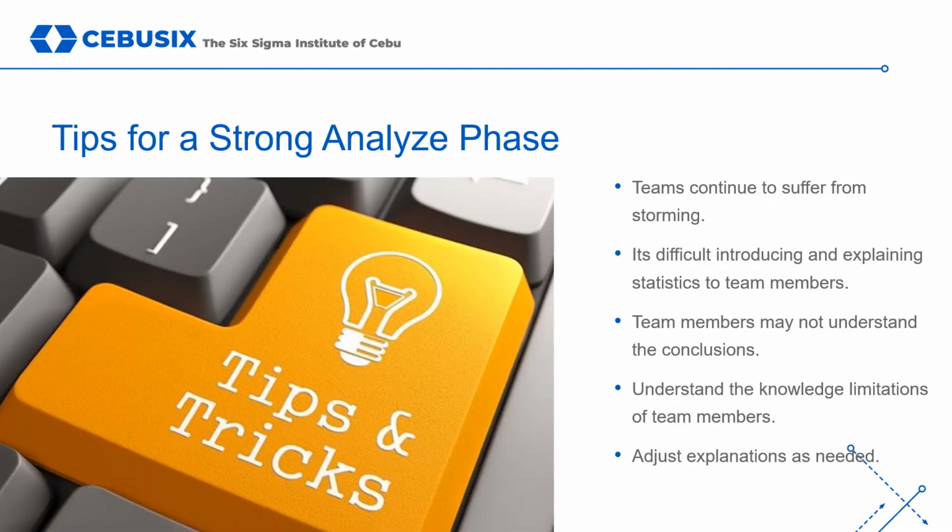Teams in the analyze phase might continue to suffer from storming. If teams didn't storm during the define or measure phases, they might begin to do so in analyze. Six Sigma leaders can use the same tips for controlling storming in the measure phase in the analyze phase.